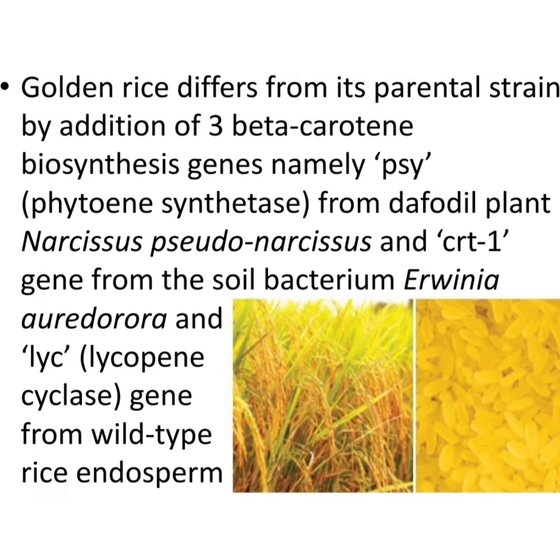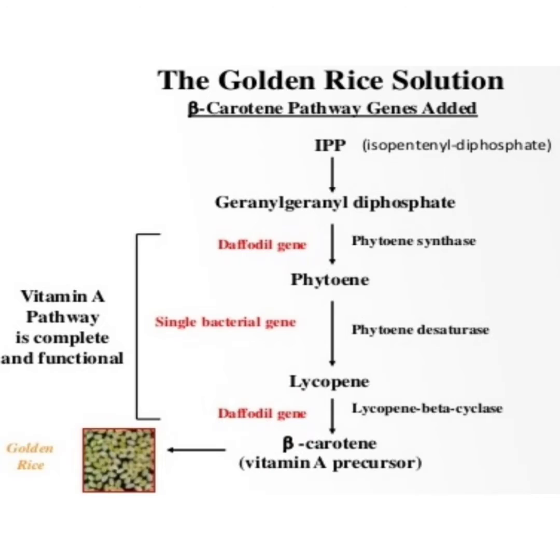vitamin A. Golden rice differs from its parental strain by addition of 3 beta-carotene biosynthesis genes, namely PSY, phytoene synthase, from daffodil plant Narcissus pseudonarcissus, and CRT1 gene from the soil bacterium Erwinia uredovora, and LYC gene or lycopene cyclase gene from the wild type rice endosperm. How this is done, you can see the pathway. Beta-carotene pathway, how the genes are added.